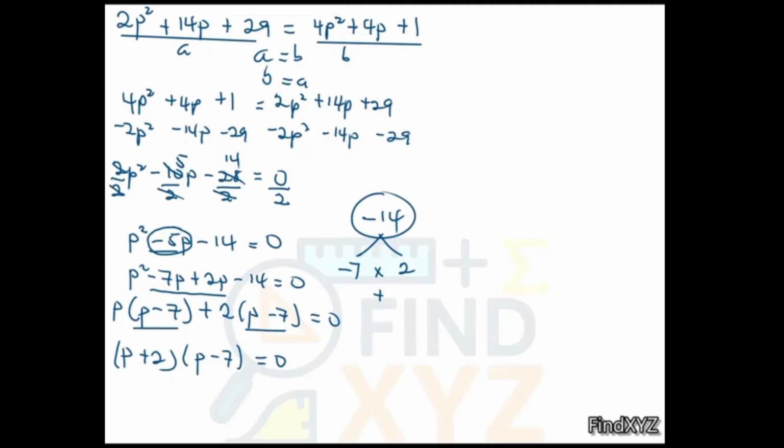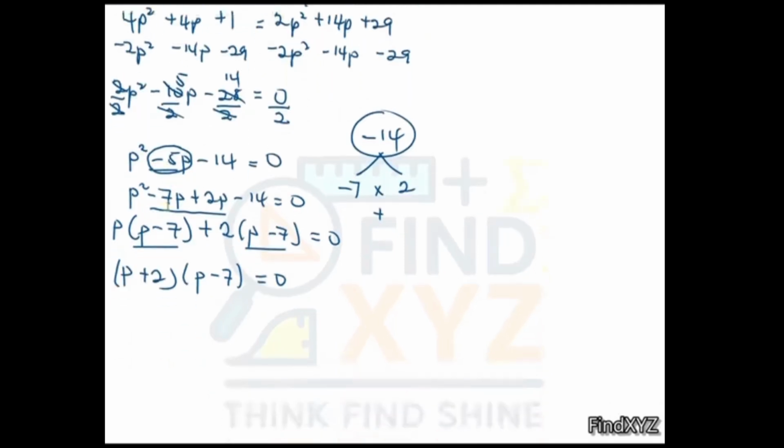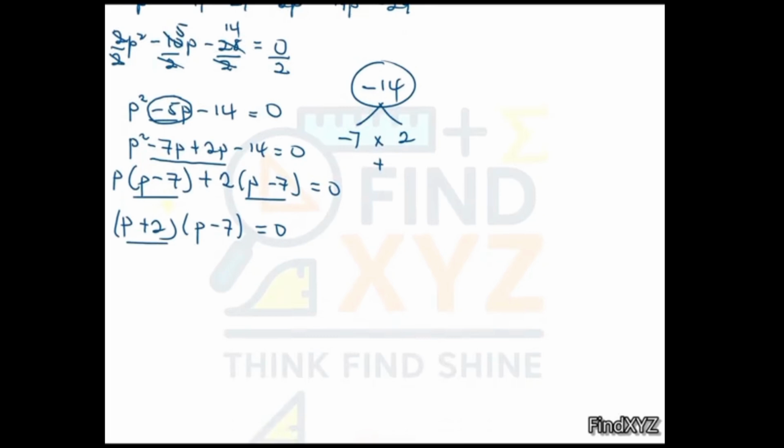But since we are dealing with the side of a triangle, it means that one of them will not be 0. So let's find out. It's either this is 0, so p plus 2 is equal to 0. I can subtract 2 from both sides, so I have p being equal to negative 2. Or p minus 7 is equal to 0. I can add 7 to both sides, then p will be equal to 7.